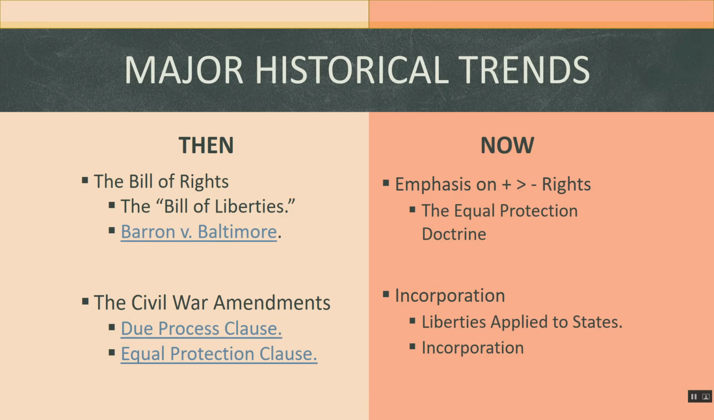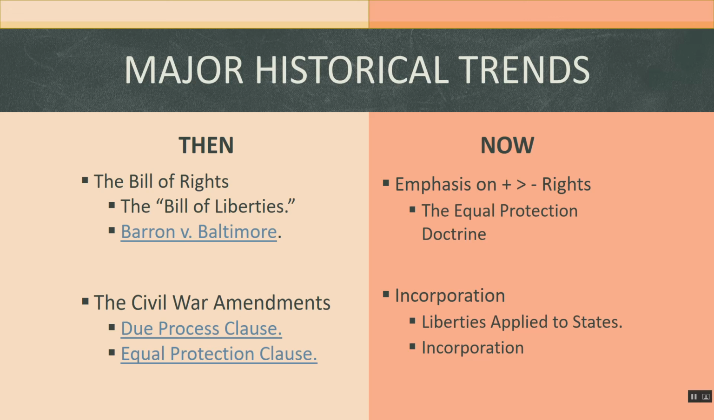So I want you to understand that the first major historical development in legal protections for civil rights and civil liberties in the United States has been a gradual transition from our early emphasis on individual freedom to a contemporary emphasis on equality. The Bill of Rights, remember, was primarily focused on protecting individual freedom from government incursion by prohibiting government actions that were oppressive.